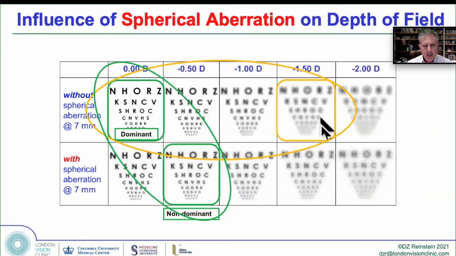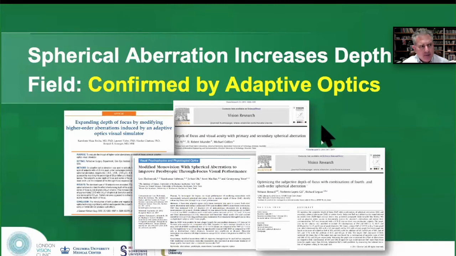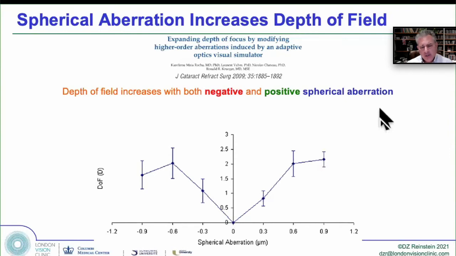Now, once we started talking about this in about 2004, 2005, a number of centers around the world that had adaptive optics machines and setups started testing our theory. And one of the publications, by Carolina Rocha, was using the French optic system, the Imagine Eyes system. And they showed that changing spherical aberration, increasing spherical aberration, led to an increase in depth of field. What was fascinating about this was that it was a positive change in spherical aberration or a negative change in spherical aberration.